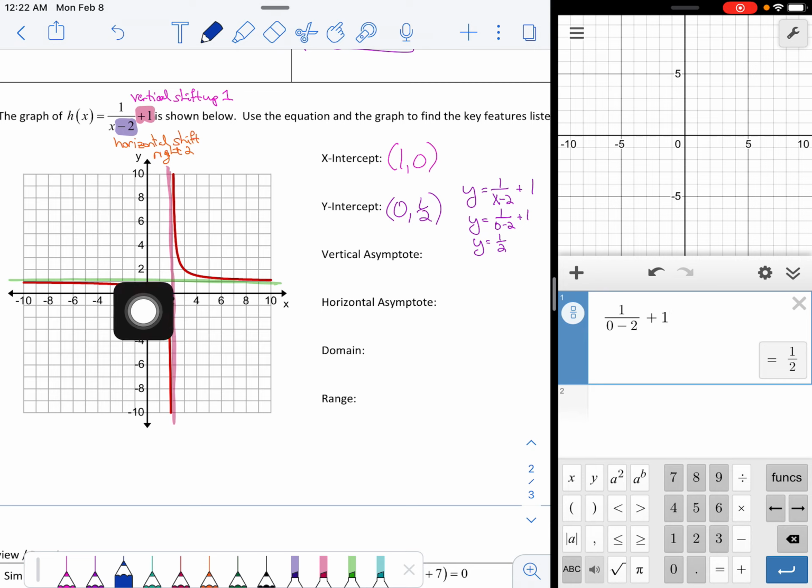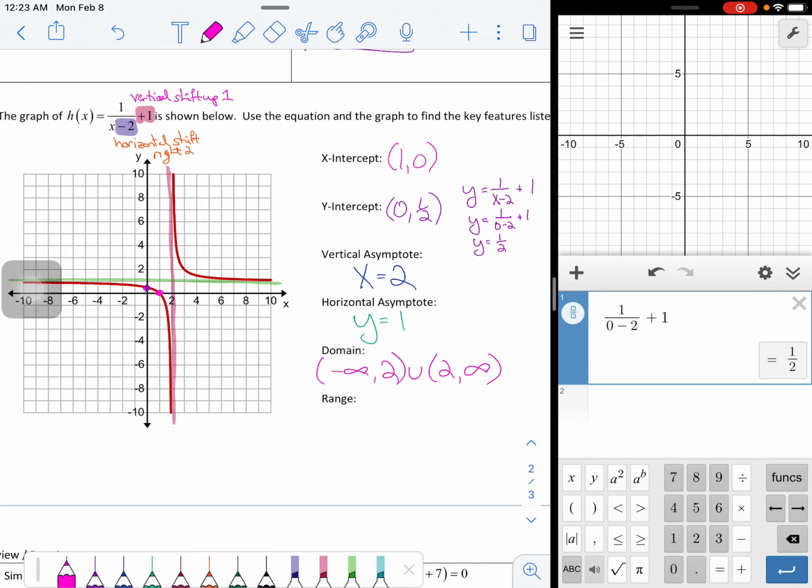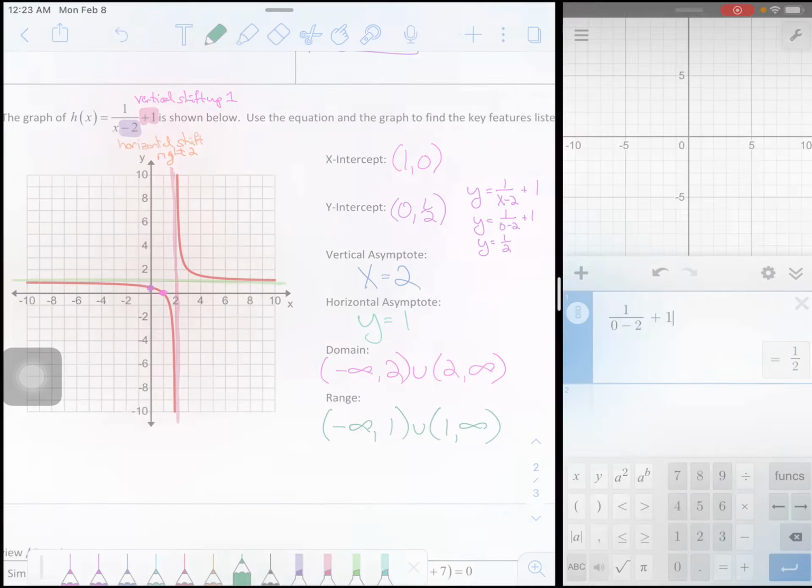All right, vertical asymptote. Let's see what we've got here. The vertical asymptote was this vertical line. Vertical lines are always x equals, and it's x equals wherever you cross through the x-axis. So vertical asymptote at x is equal to 2. Horizontal asymptote, well, we shifted up 1 unit, so that's going to be y is equal to 1. Now, your domain is going to be every value except for your vertical asymptote. So it's going to be negative infinity to positive 2, and then 2 to infinity. And your range is every value except for the horizontal asymptote. So negative infinity to 1 joined with 1 to infinity.